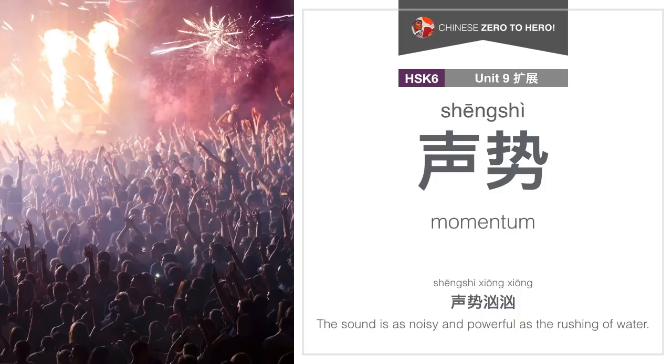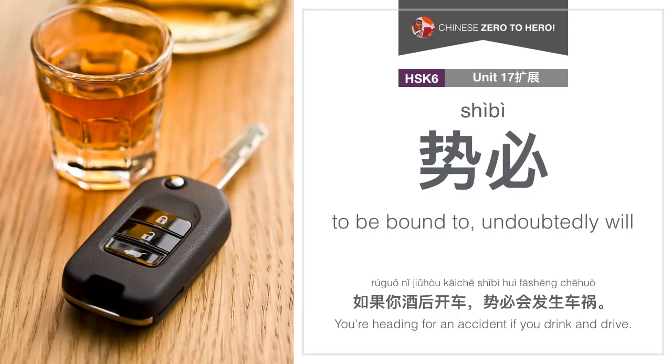In HSK 6, we also learned the word 声势, meaning momentum, literally meaning sound and power. 气势汹汹 is an idiom that means the sound is as noisy and powerful as the rushing of water. In HSK 6, we also learned the word 势必, meaning to be bound to, undoubtedly will. 如果你酒后开车，势必会发生车祸. You're heading for an accident if you drink and drive.